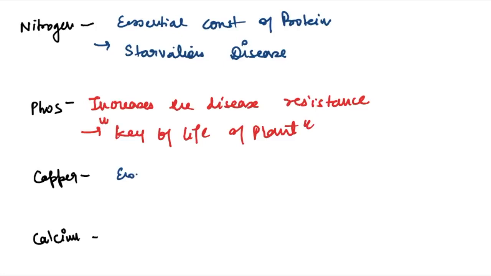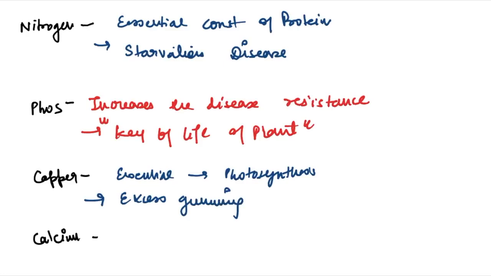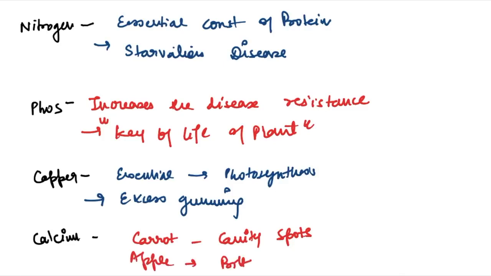For copper, it is very essential for the photosynthesis. So if we talk about the disease which is being caused, so excess gumming occurs due to the deficiency of copper. So apart from blossom end rot of tomato, the disease which is being caused due to the deficiency of calcium, suppose for carrot, the cavity spots actually develop due to the deficiency of calcium. For apple, there come the bitter pits, the brown bitter pits. So these are some of the important facts and diseases which are important for the exam point of view.